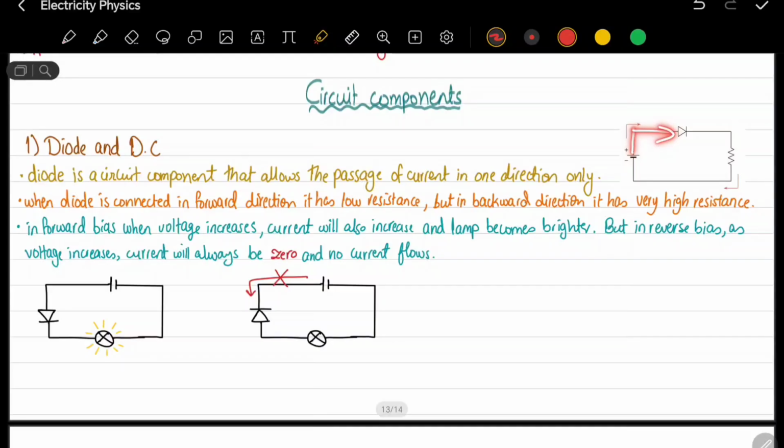When it's connected in backward direction, we call it the reverse bias. And when it's connected in the forward direction, we call it the forward bias. Now here in forward bias, when the voltage increases, the current will also increase, and therefore the lamp will become brighter. But in reverse bias, which is the backward bias, as voltage increases, current will always be zero, and no current will flow. And as I've mentioned before, in backward bias or reverse bias, it has a very high resistance, and this is what causes the current to be blocked.